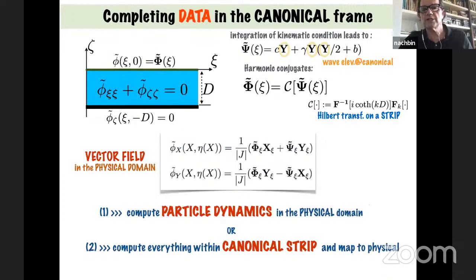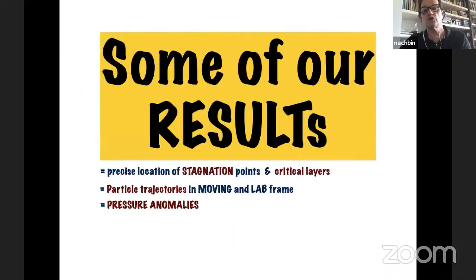So here it is, some important things. Right there on the top, we have, as I told you, the psi tilde, which is the harmonic conjugate of phi. Okay, and this capital C is the Hilbert transform on the strip. Here is the vector field that you can compute in the zeta domain or in the XY domain. It doesn't really matter. We actually played both ways. At the end, we're doing everything in the canonical domain. And let me show you some results then for our problem.